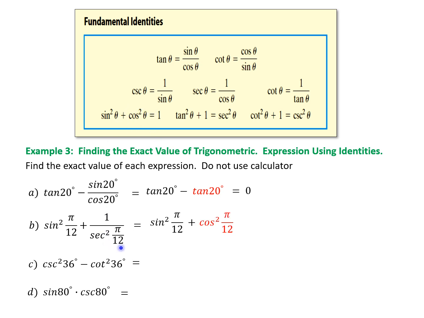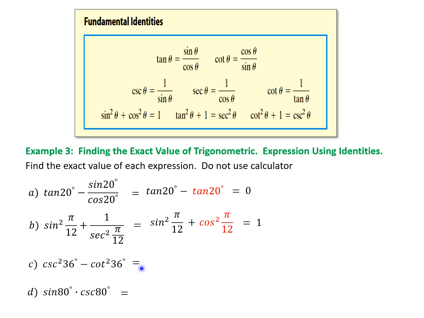So therefore, we can write this as sine squared pi over 12 plus cosine squared pi over 12. Since this identity is true for any angle, and the angle theta here is pi over 12, that is equivalent to 1. For letter C, we have cosecant squared 36 degrees minus cotangent squared 36 degrees.